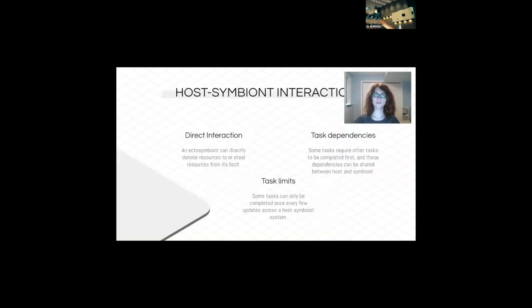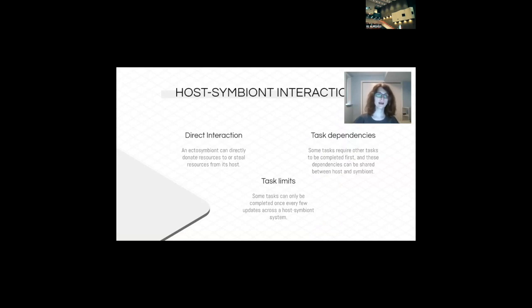But unlike Avida, our organisms aren't acting alone. Hosts and symbionts, both ecto and endosymbionts, can interact in three different ways. First, a symbiont can donate or steal resources from its hosts, which is an easy way to exhibit mutualism or parasitism.